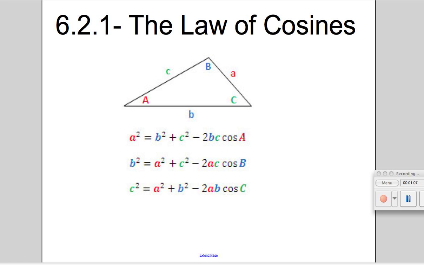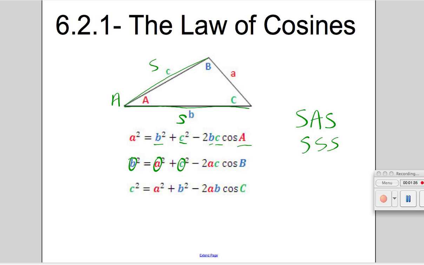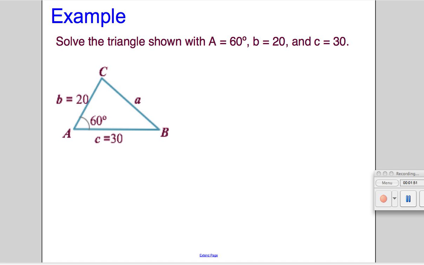What's most important is that you realize you have to have side-angle-side in order to use this formula. If we have these two sides and this angle A, we can find the missing side a. The other case where we can use this is side-side-side. That's a case where I know all three sides, a, b, and c, and I can find one of the missing angles using any of these three formulas. So let's take a look at how you can get this formula memorized.